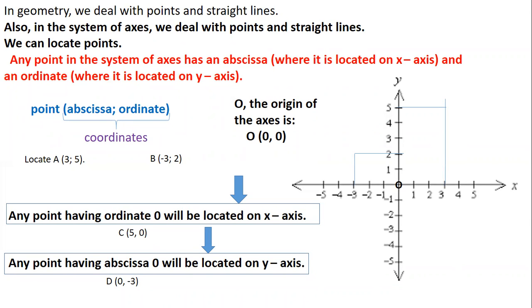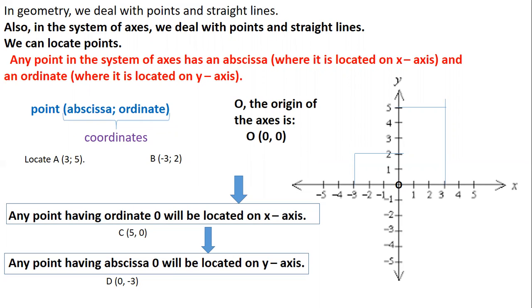Now I want to ask Mahdi. Yes, Mahdi. We said that in a system of axes, we can locate points, right, Mahdi? What does a point in a system of axes have? Any point located in a system of axes should have an abscissa and ordinate. What do we call the abscissa and the ordinate? Coordinates.